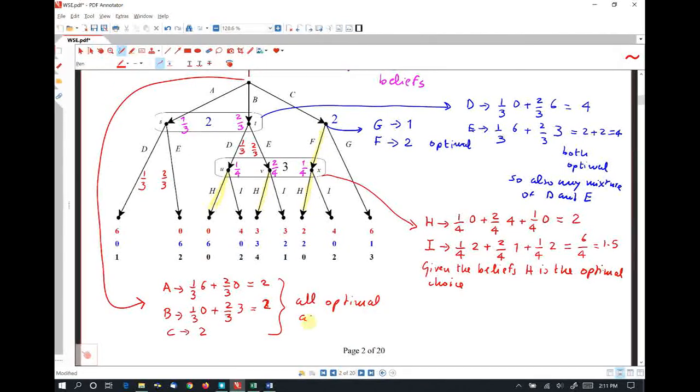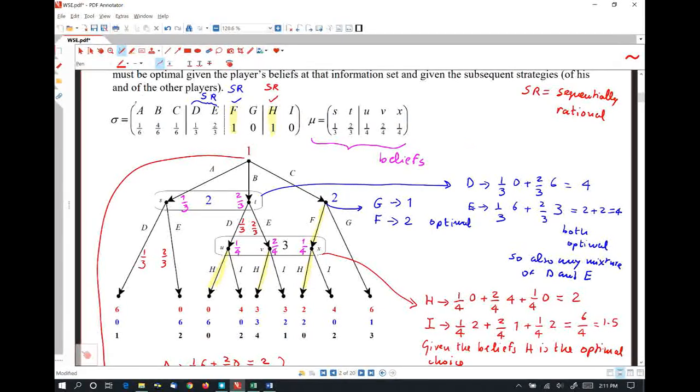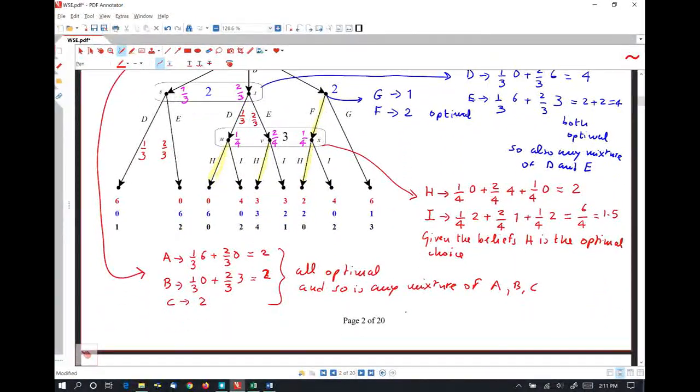and so is any mixture of A, B, and C. So in particular, the mixture where you play A with probability 1/6, B with probability 4/6, and C with probability 1/6. So also that is sequentially rational. So the conclusion is that sigma is sequentially rational.